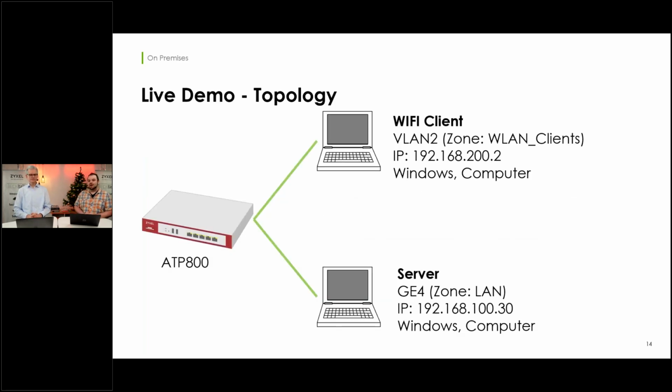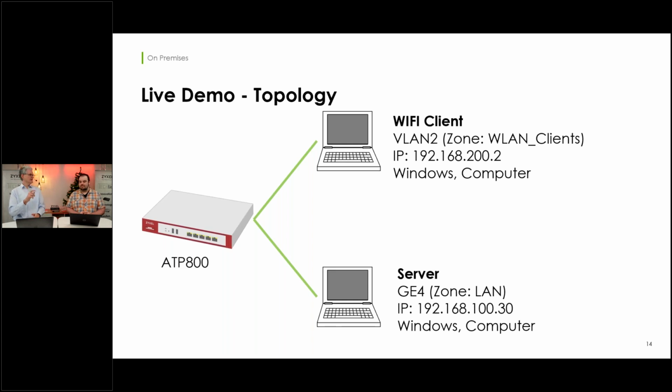For our live demo today, we have the topology here. We have the ATP800 firewall device, where we're doing the configuration. We have a Wi-Fi client in VLAN 2, which is part of the access point managed on the ATP800, and we have a server in the LAN zone where we send out a ping too. We will see if we can block both clients. So let's see this in the live lab.